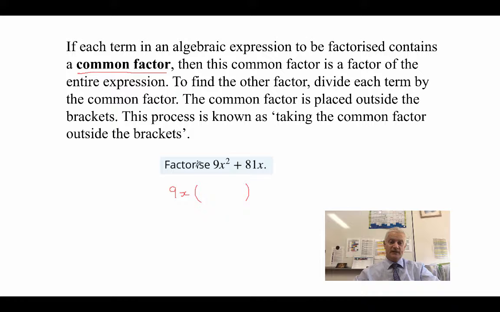We simply divide everything in the original expression by that common factor. So 9x squared divided by 9x just leaves an x, and plus 81x divided by 9x gives you 9 basically. And you can test that you've got it right by multiplying and expanding again, and hopefully you'll end up with the original. So that's the basic idea of taking out the common factor and factorising.